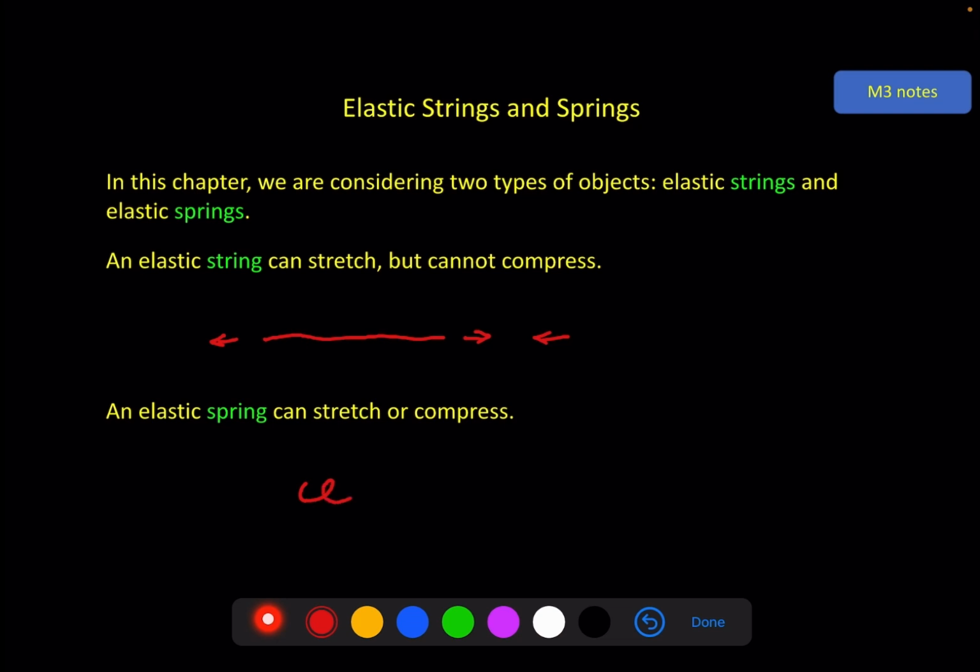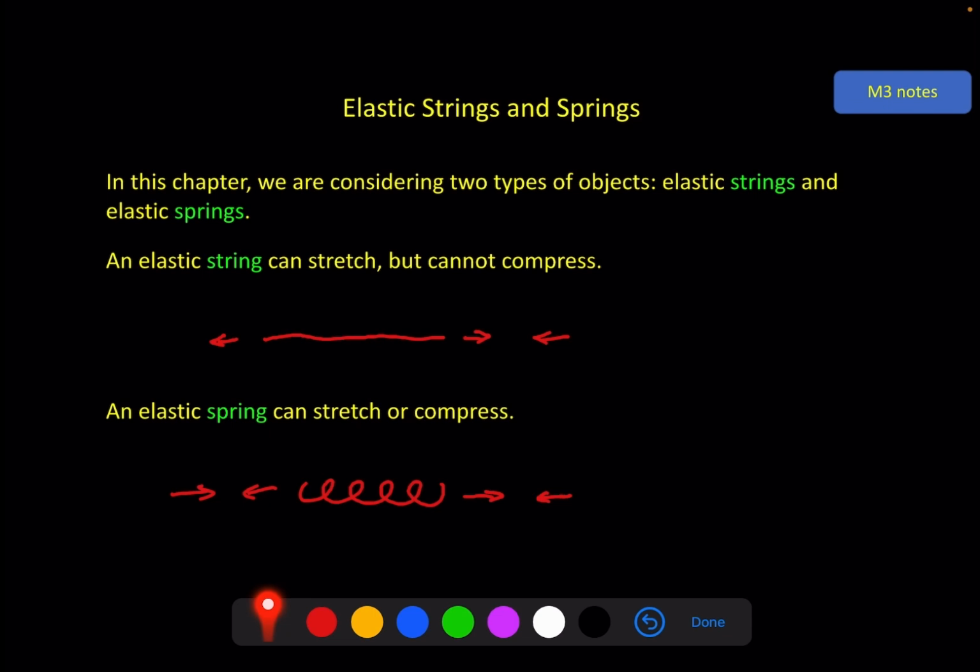And here, something that's kind of coiled like this, you can pull it out this way, or you can also push it in this way. Both of these will create tension. If you push in and compress it, you might call it thrust rather than tension, but we'll be calculating these in the same way. So if it's a string, it can stretch, but it won't compress. If at any point it looks like it's going to compress, it will just go slack.